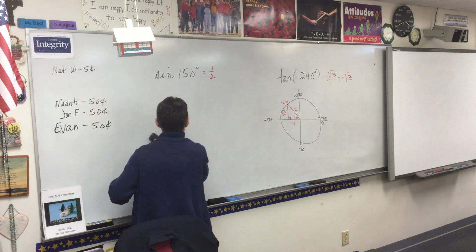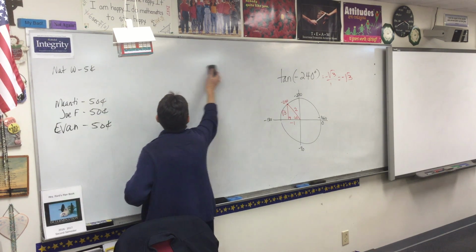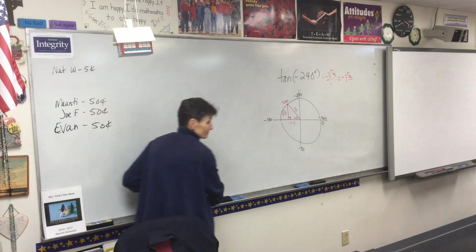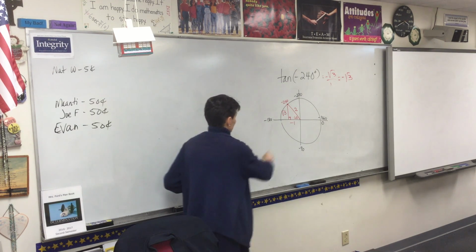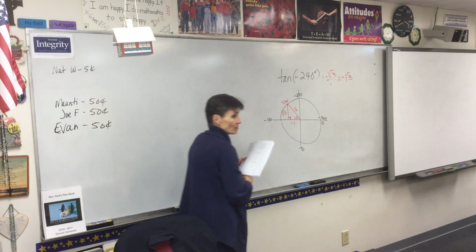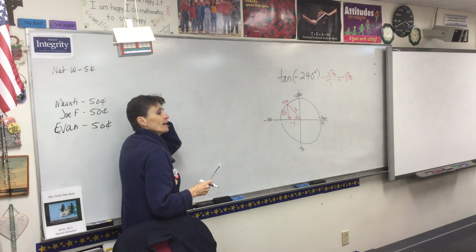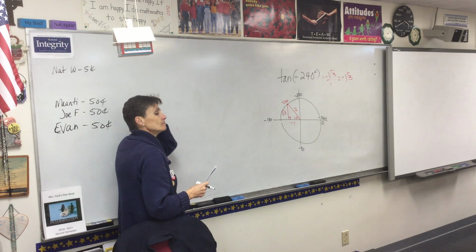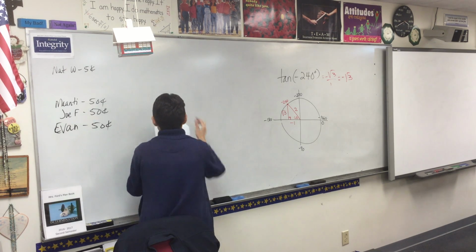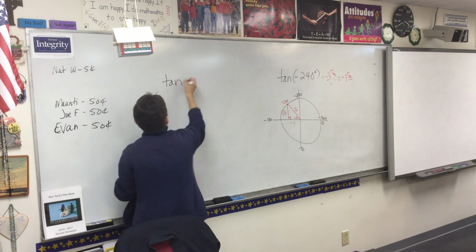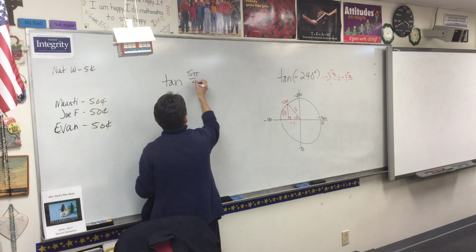So we actually don't even need a calculator. Not if the angles are special. And there are lots of special angles. If you can draw them and make a 30, 60, or 45, it's special. If they don't come out that way, then you need a calculator. But we're doing singles. Yep. So the tangent of 5 pi over 4.